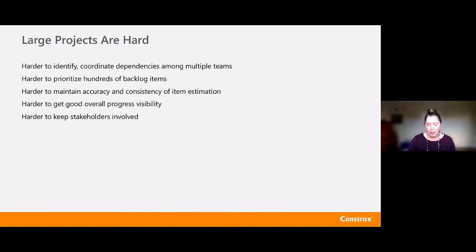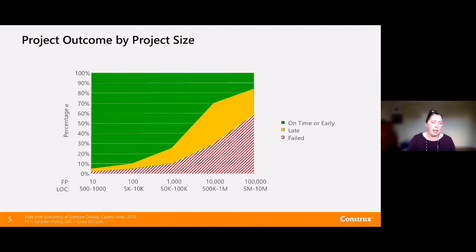And if we look at the data about project outcomes by size, it becomes very clear that large projects are just much more complicated and much more challenging. If you're looking at projects that are really on the quite small side, you're looking at projects that have a very high probability, 80+% probability here in the green, that the project is going to come in on time or early. It's not going to be challenged. It's not going to be struggling.